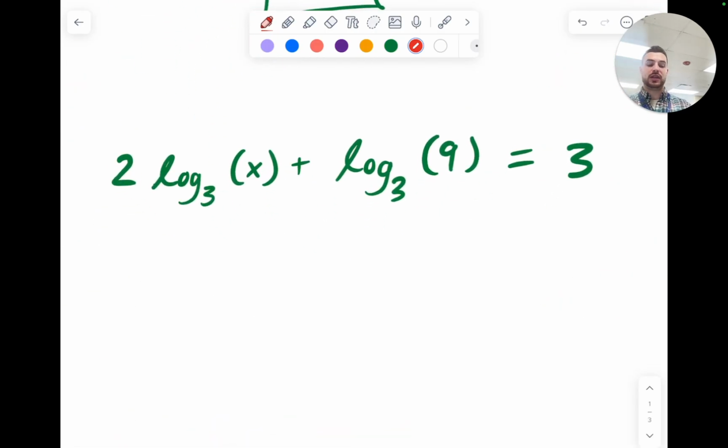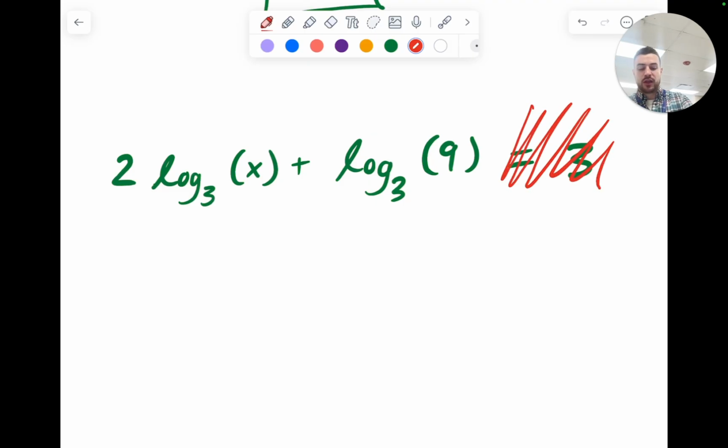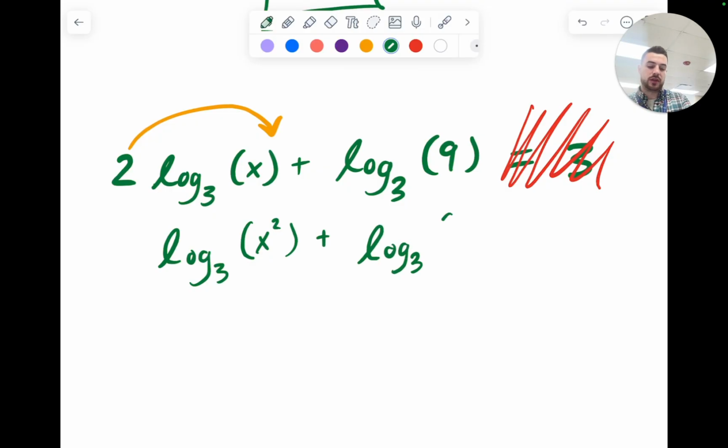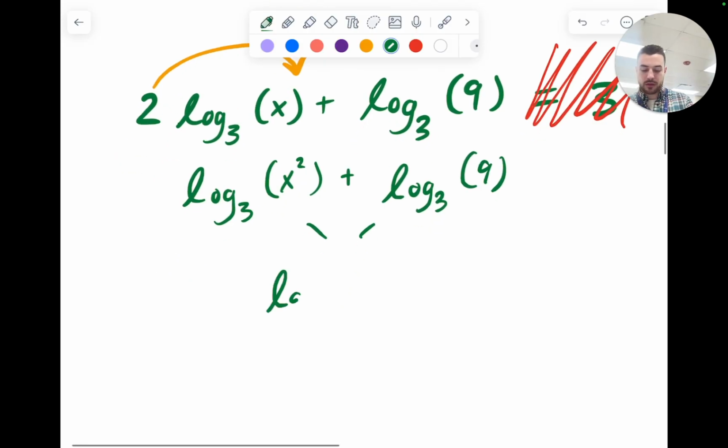Again, we are going to condense first, almost pretending that our equal sign is not there. So we've got our power properties, so that's going to go back up top. We will get log base 3 of x squared plus log base 3 of 9. And again, now we can use our product property, and this will become log base 3 of, since we are adding two logs that have the same base, we can multiply their arguments.